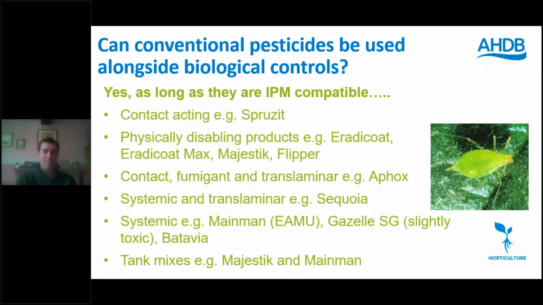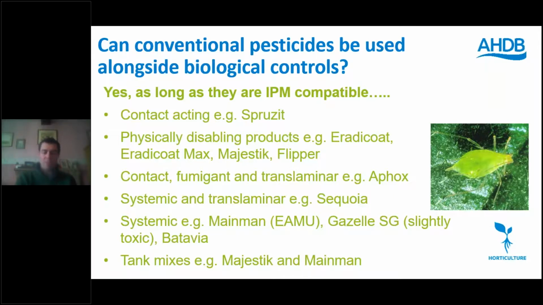Also with physically disabling products, these are more effective when used in drying conditions where they dry rapidly, so that's another consideration to get the best out of those. Eradicote Max is an improved formulation of Eradicote that's approved but not yet available, but it is coming to market. So when that comes through, it's one to start to make use of. So where these products aren't an option, you can start to think about, well, could I use something that's got contact or fumigant translaminar activity such as Aphox?